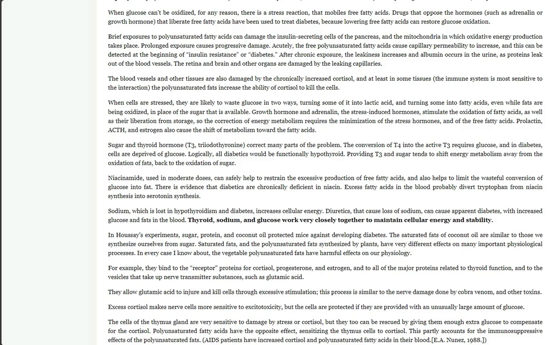Acutely, the free polyunsaturated fatty acids cause capillary permeability to increase, and this can be detected at the beginning of "insulin resistance" or diabetes. After chronic exposure, the leakiness increases and albumin occurs in the urine as proteins leak out of the blood vessels. The retina and brain and other organs are damaged by the leaking capillaries. The blood vessels and other tissues are also damaged by the chronically increased cortisol, and at least in some tissues, the immune system is most sensitive to the interaction. The polyunsaturated fats increase the ability of cortisol to kill the cells.